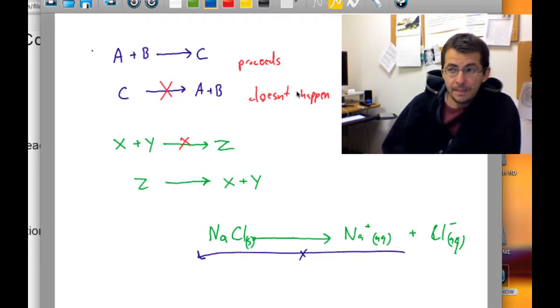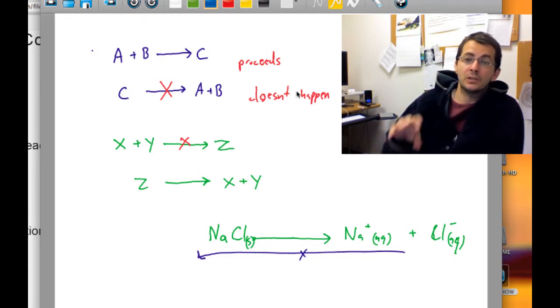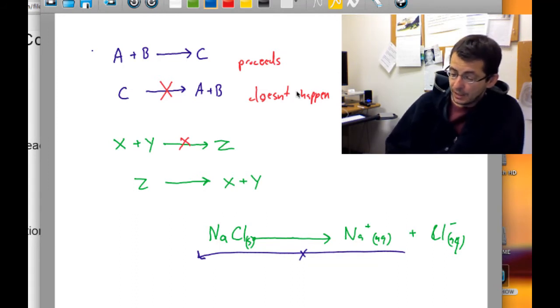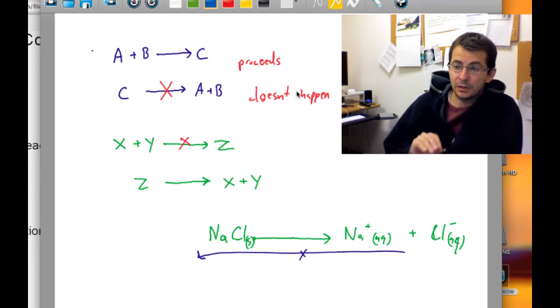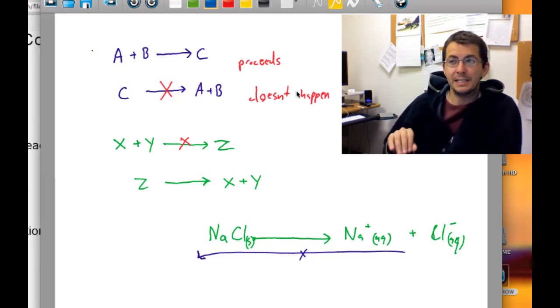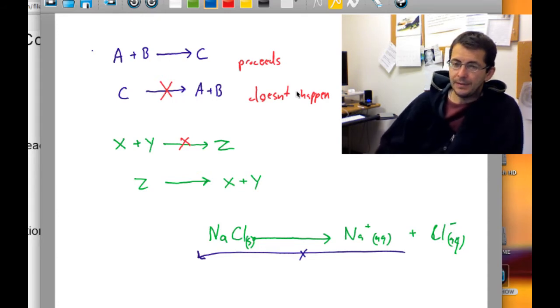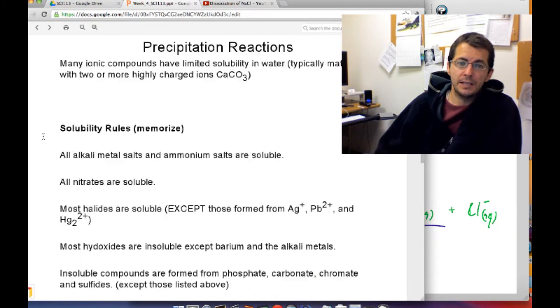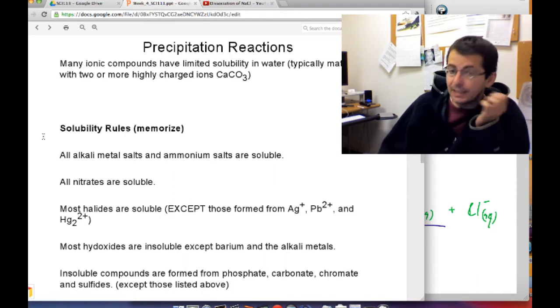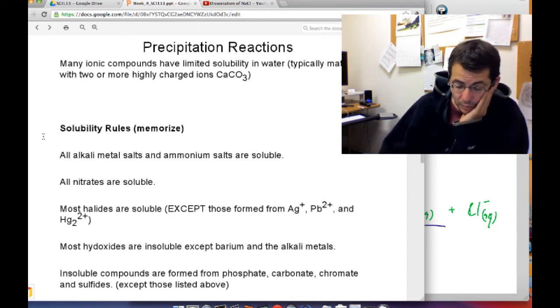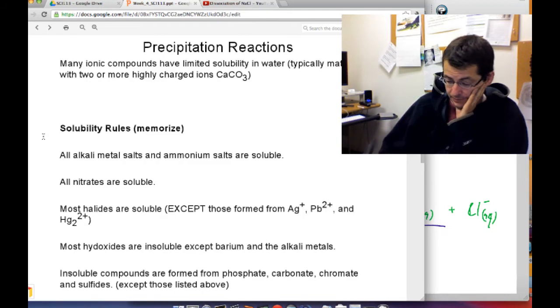And we know this actually, we can form this reverse reaction. We can actually slowly evaporate out the water and the sodium and chloride will precipitate out. But for the most part, the sodium chloride is perfectly happy when it's dissolved in water. But not all ions are perfectly happy when they're placed in water with other materials. And this is where we get precipitation reactions. Right? Many ions have very limited solubility in water, particularly when they're paired with one another.